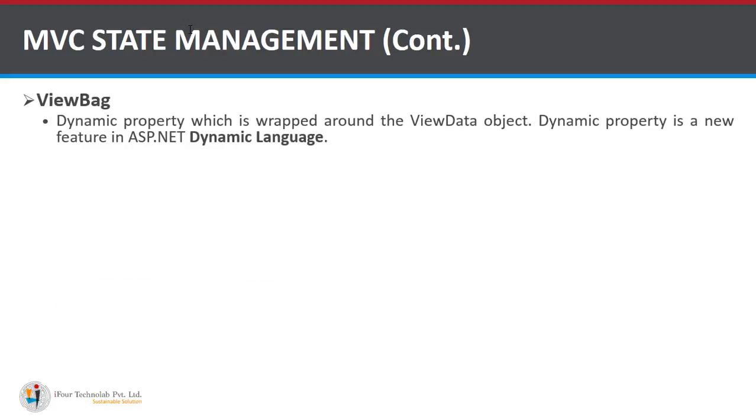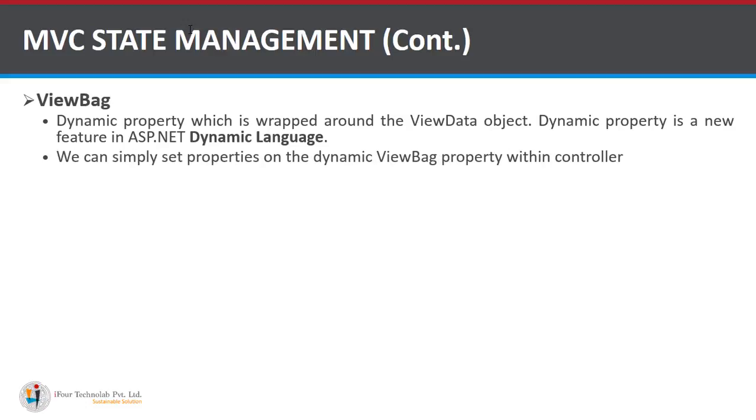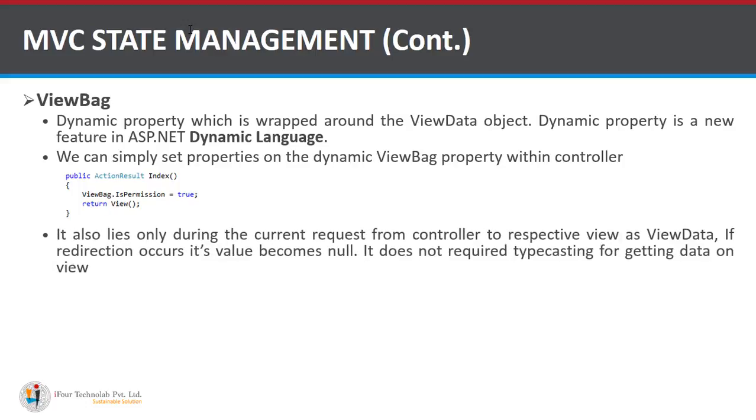Next one is ViewBag, a dynamic property which is wrapped around the ViewData object. Dynamic property is a new feature in the ASP.NET dynamic language. We can simply set properties on the dynamic ViewBag property within the controller. Here you can see an example. ViewBag does not require typecasting. It also lives only during the current request from the controller to the respective view, like ViewData. If redirection occurs, its value becomes null. It does not require typecasting for getting data on the view. You can see here is an example.